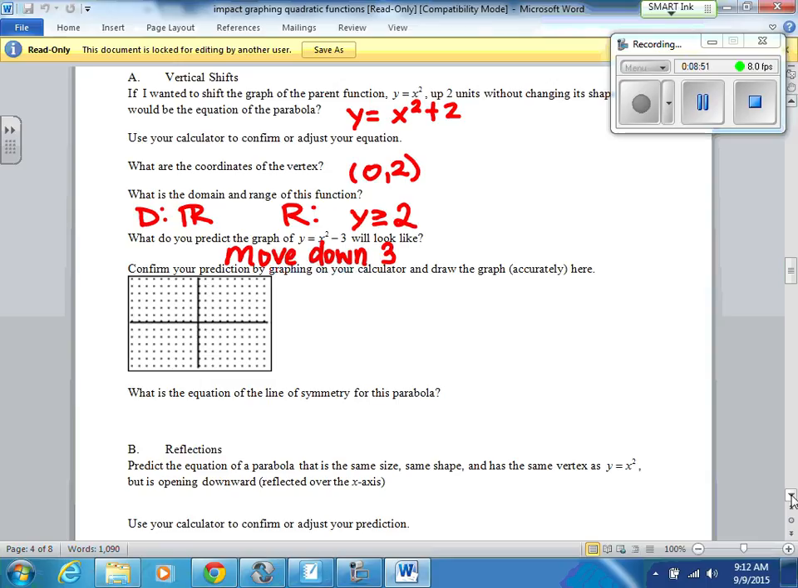Have it graph? What does it look like? Same, except moves down 3. Yeah. What's the line of symmetry for this parabola? X equals 0. Okay.